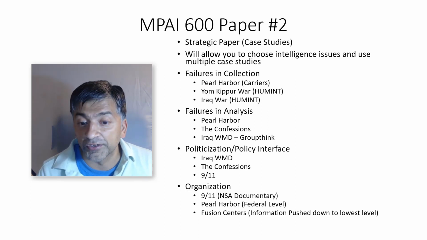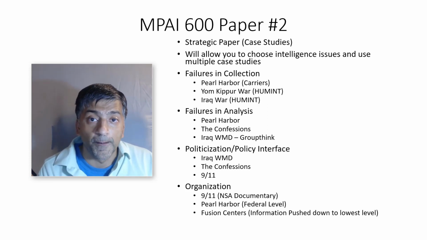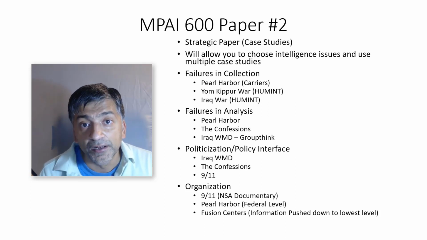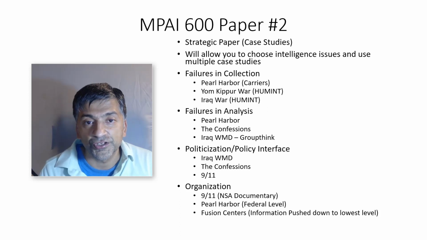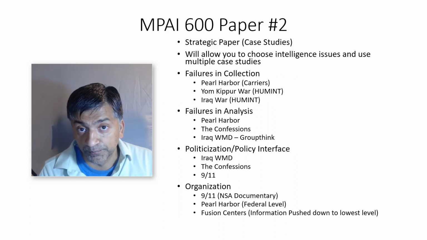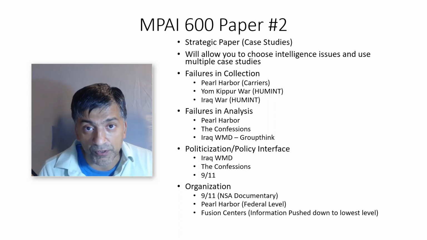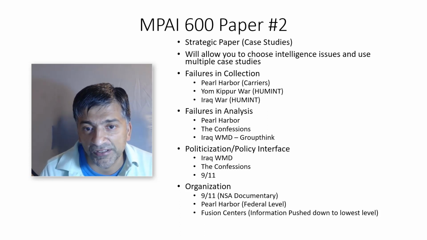And then finally, organization. I talked about the 9/11 NSA documentary. I talked about Pearl Harbor in the previous lecture, where information was collected at the federal level, but it was not disseminated down to the military commanders. That's a failure in organization. The fusion centers, where information should be pushed down to the lowest level, are designed to prevent a 9/11, and the question is, would those have stopped a 9/11-like terrorist attack? Better organization, better communication vertically, as was mentioned in the short piece that you saw.